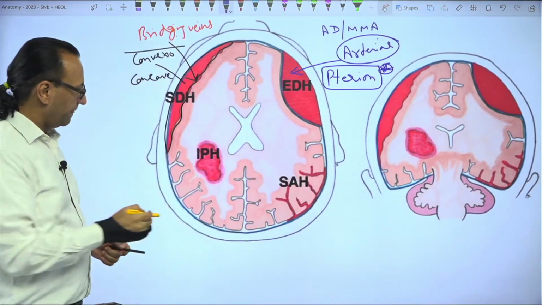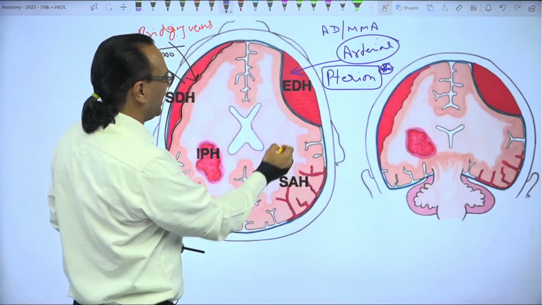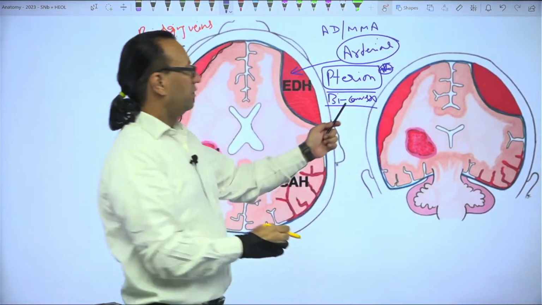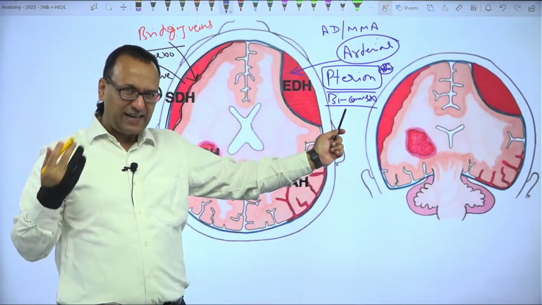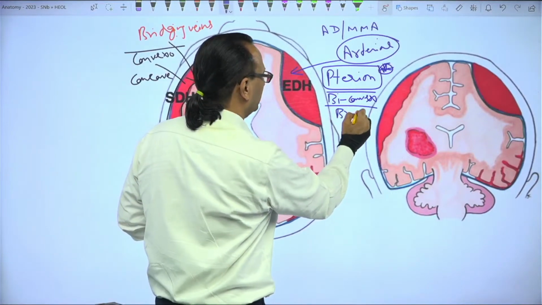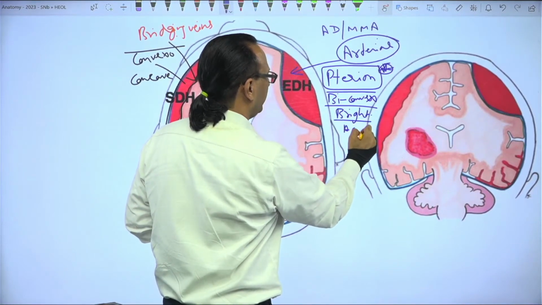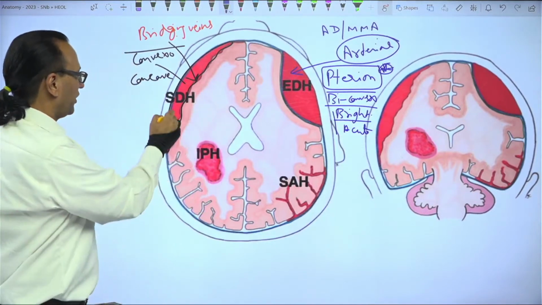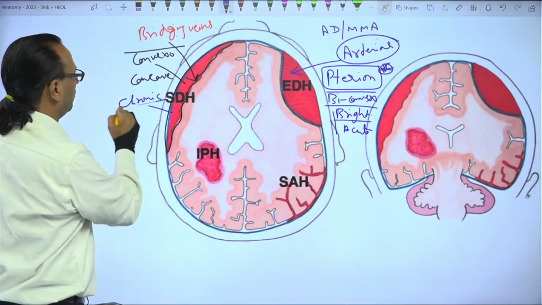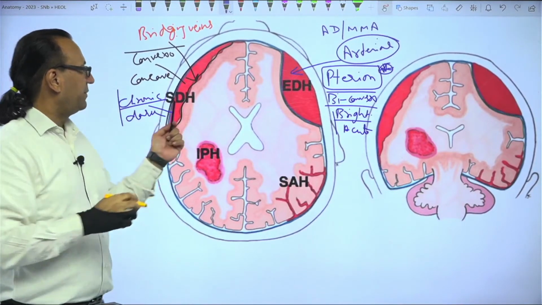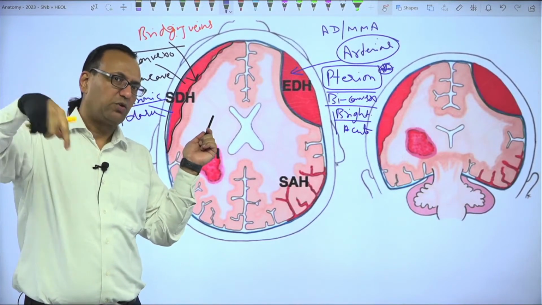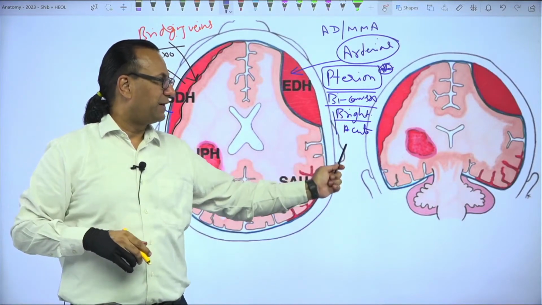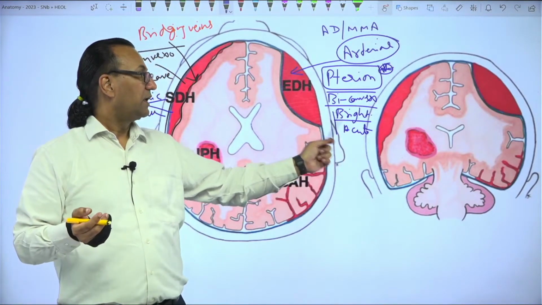What about this? It is biconvex, as you understand, a biconvex shadow, and it will be bright or whitish because it is acute, mostly. It could be dark if chronic, because subdural hemorrhages don't present immediately, so chronic ones are darker in your CT scan. But these are whitish, bright, because they present acutely, though there can be overlapping.